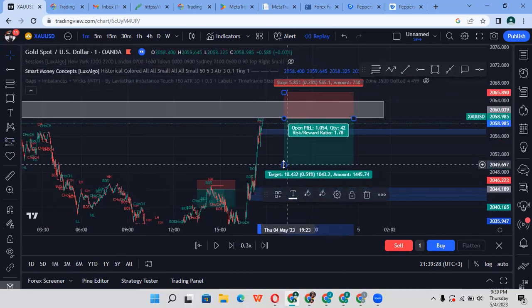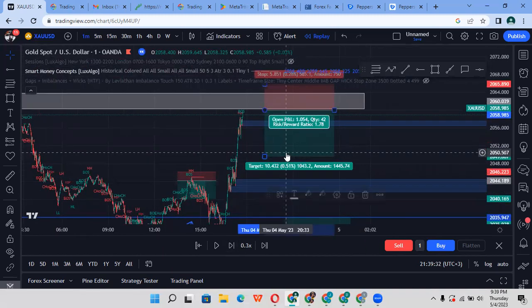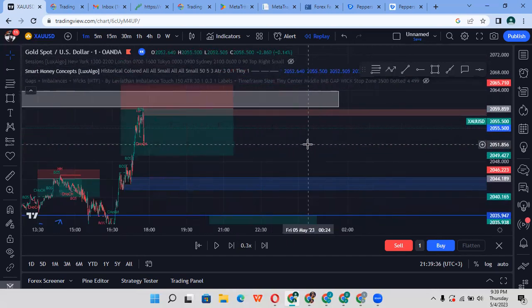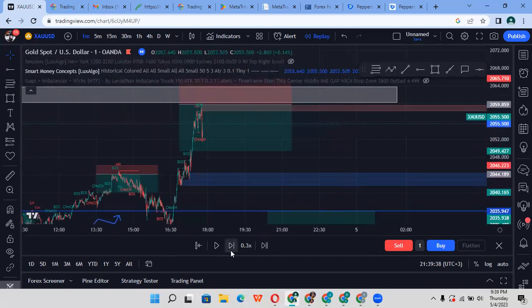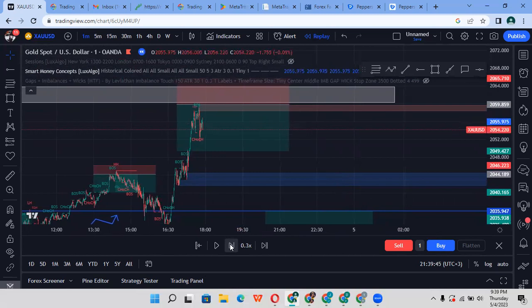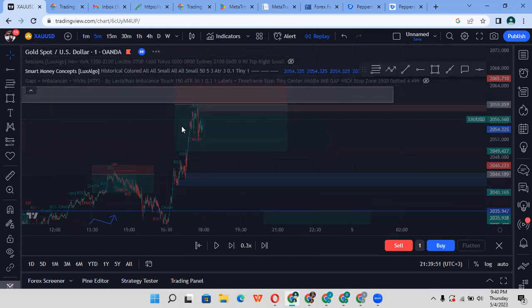Definitely for me it's 20 to 40 risk to reward, but it played out so well that it gave us around 114 pips. Okay. Right, so those were gold trades that we took today.